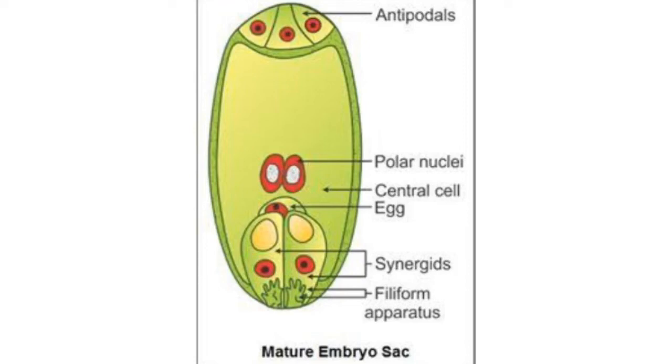Thus, a typical angiospermic embryo sac, or female gametophyte, at maturity consists of how many nuclei? Eight nuclei and seven cells.